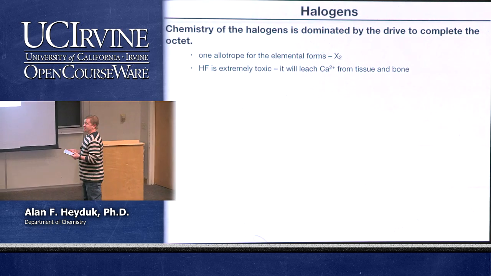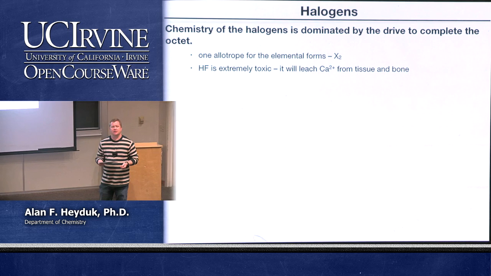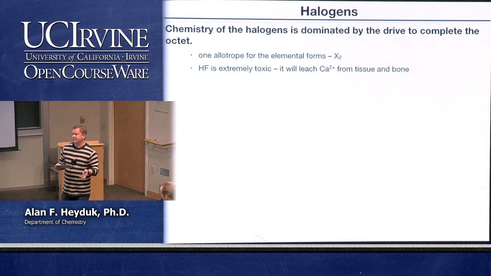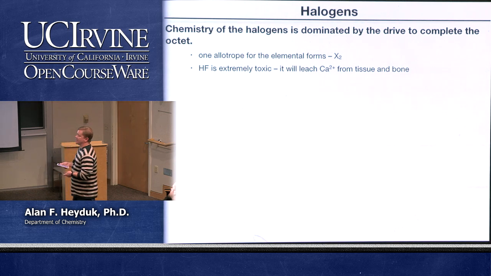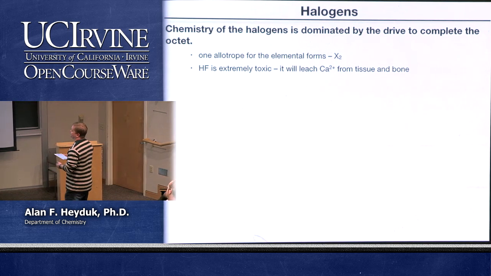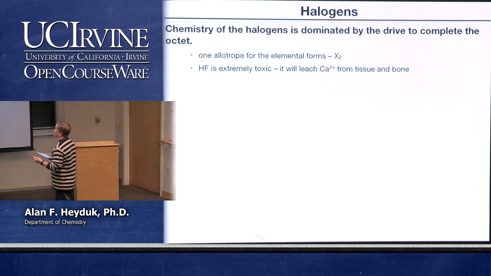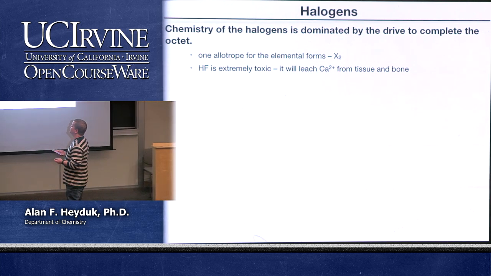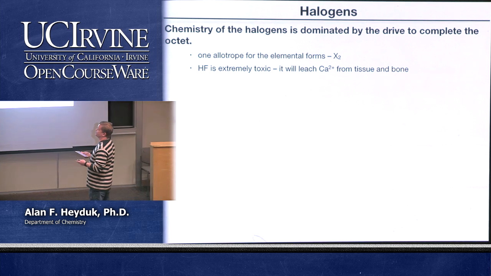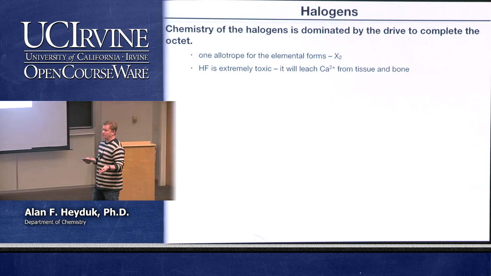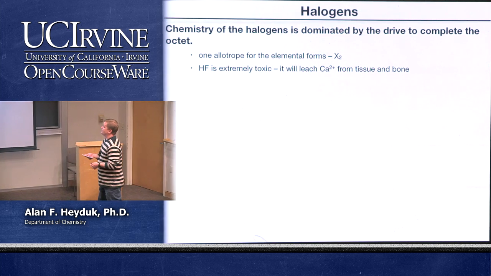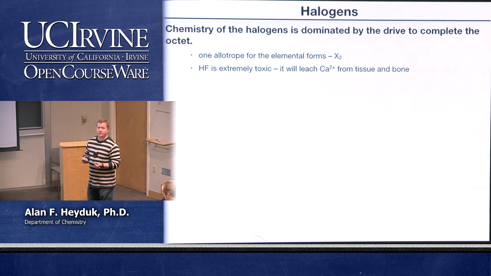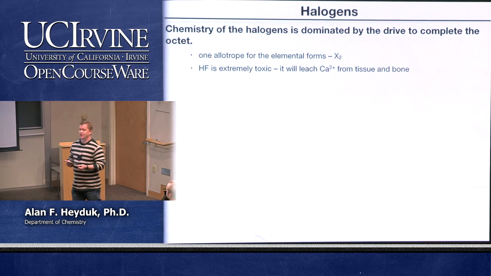So speaking of the halogens, they are a case where the octet rule works pretty darn well. Okay? Halogens like to complete their octet. Basically, all they need to do is take up one electron. So for all of the elements, the only allotrope is the X2: fluorine gas, chlorine gas, bromine liquid, iodine solid. HF, bad news. You don't want to get exposed to HF.